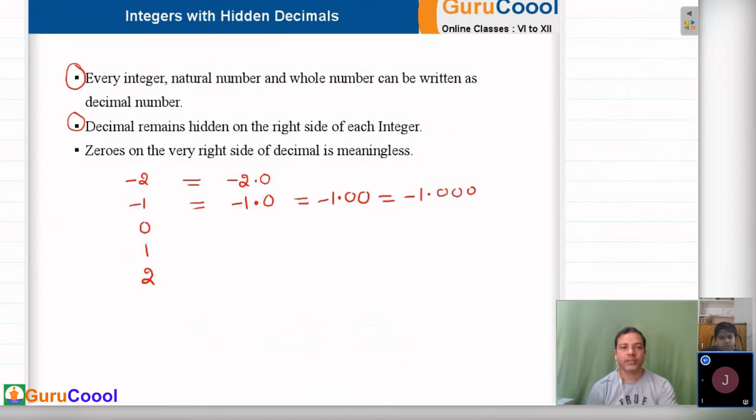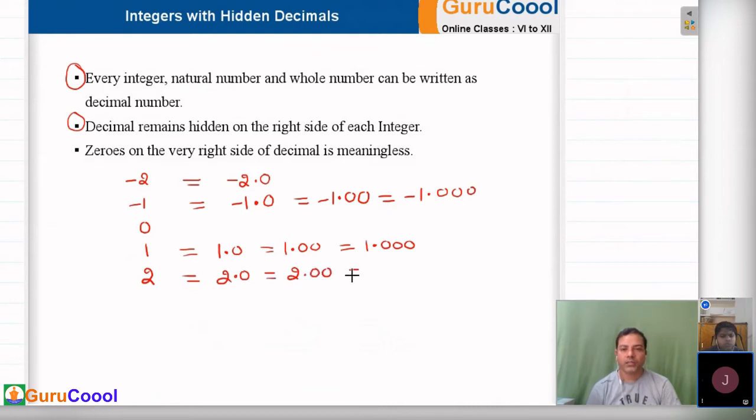Similarly, 1 is equal to 1 decimal 0. You can write 1 decimal double 0. This is still the same. You can write 1 decimal triple 0. This is still the same. Next is 2. You can write 2.0. You can write 2.00.